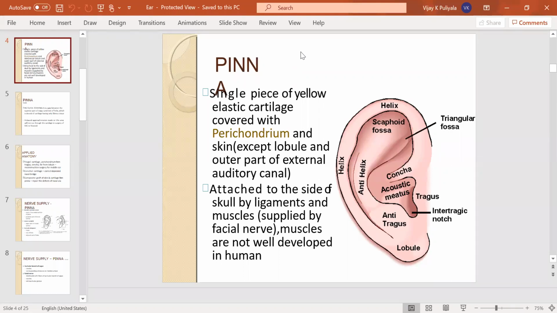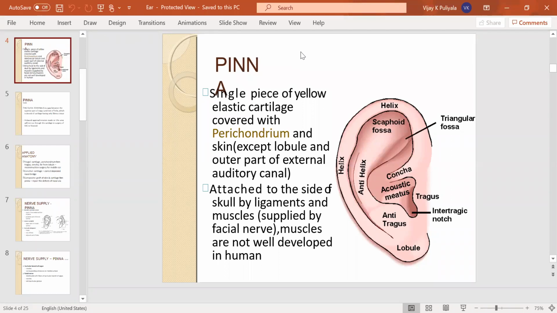But these muscles are not prominent in humans. They are prominent in the lower animals. If you see, the rabbit will raise its ears due to these intrinsic muscles.